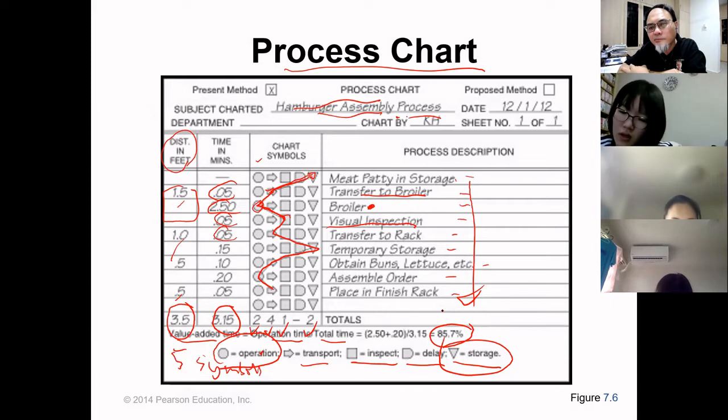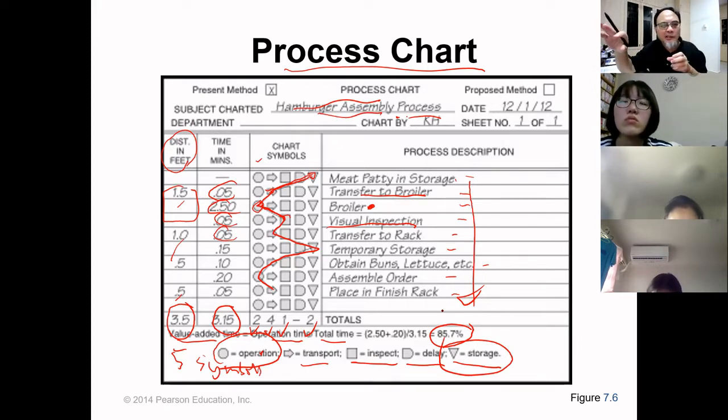Professor? Yes. On the process chart, value added time is not including inspect time. Why is value added time not including inspection time? For this company, the only thing that is value adding is the operations. Because inspection is additional work. It's not adding value. In this case, they remove the 2.5. It only adds up the operation time. Okay. Thank you.